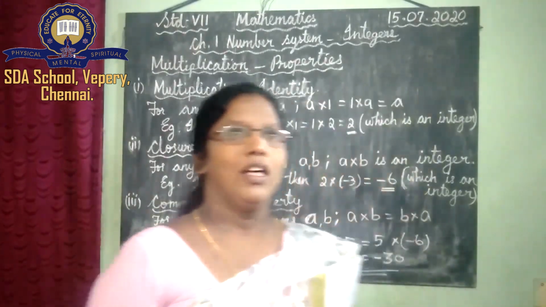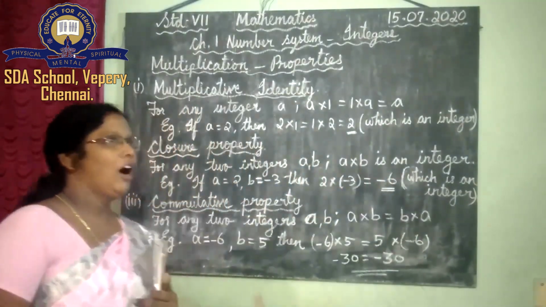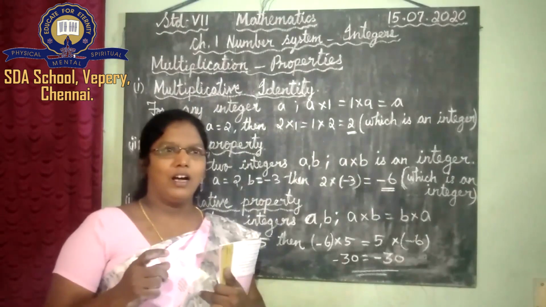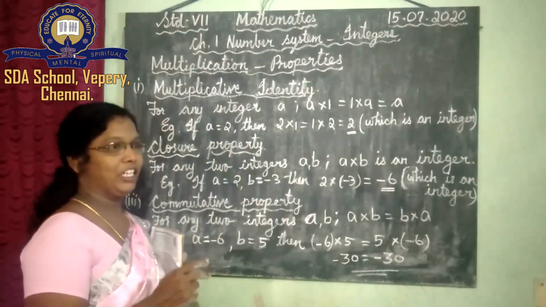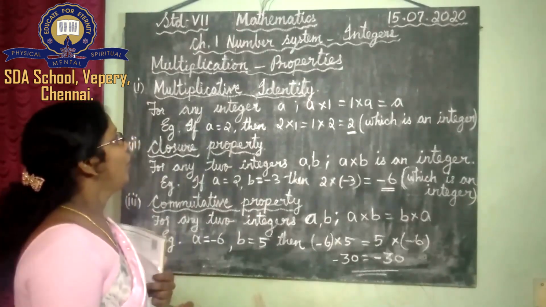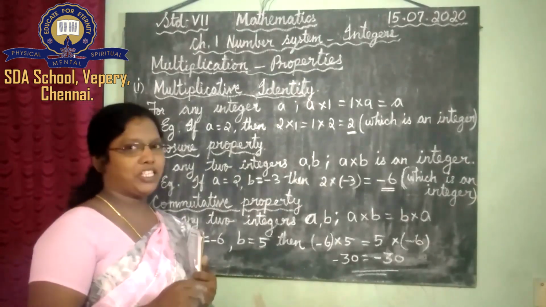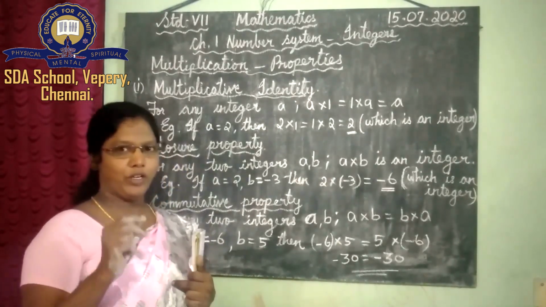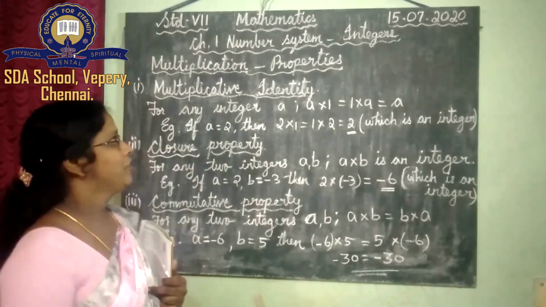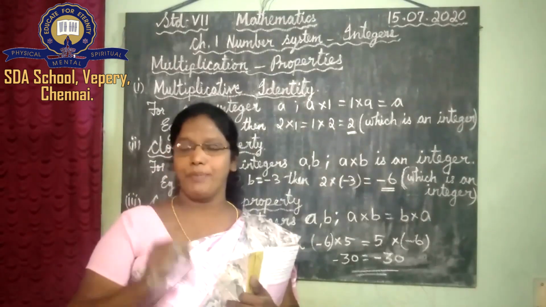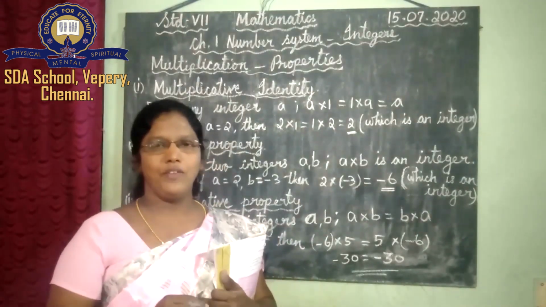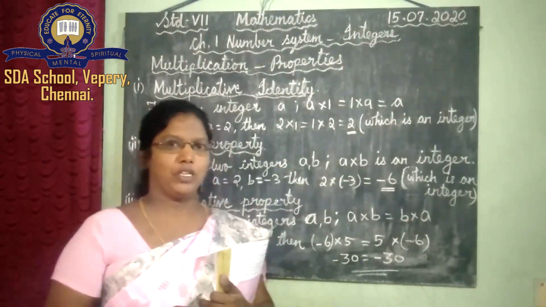Okay. Last week we have learned how to add two integers or more than two integers and how to subtract integers. Today we are going to learn multiplication and division. Last week when I taught addition, I taught some properties on that. The same way we have some properties for multiplication also.